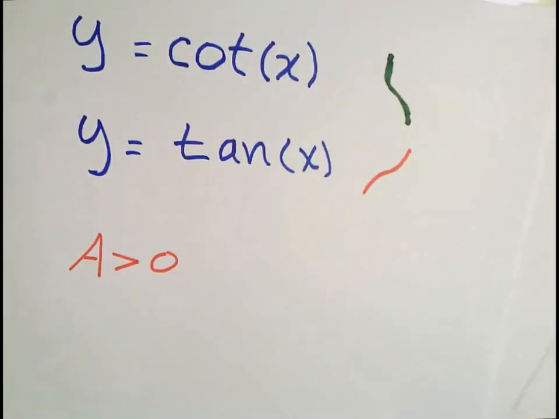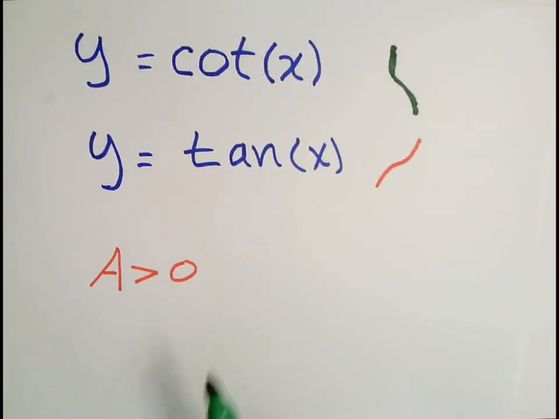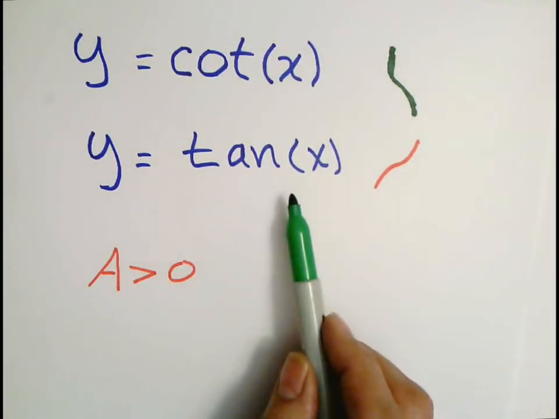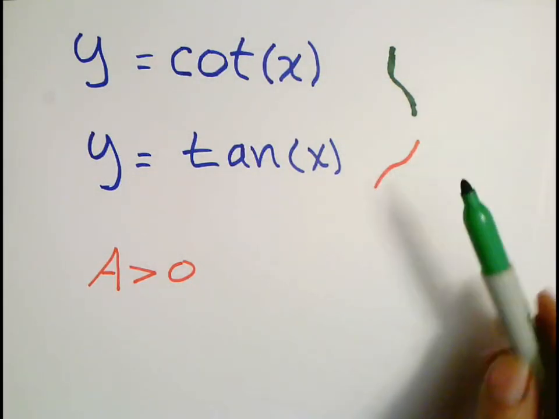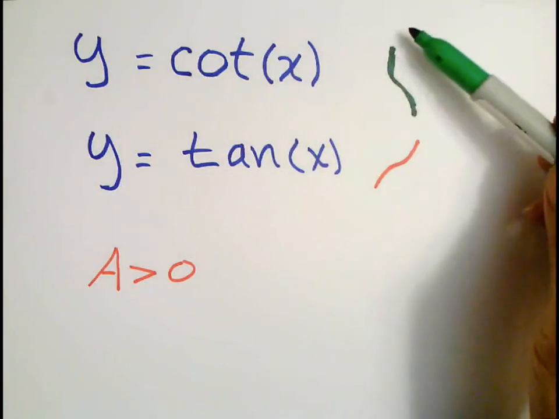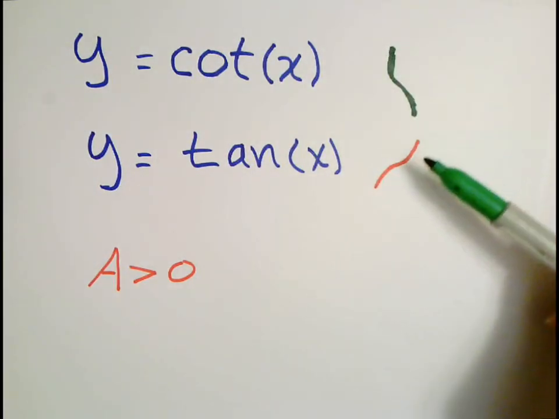And how does this cotangent look? Remember that it is the reciprocal of our tangent function. You see, here you have y equals tan of x when the a is greater than 0. The tan is increasing from left to right, but the cotan will be decreasing from left to right. So they are reciprocals of each other.